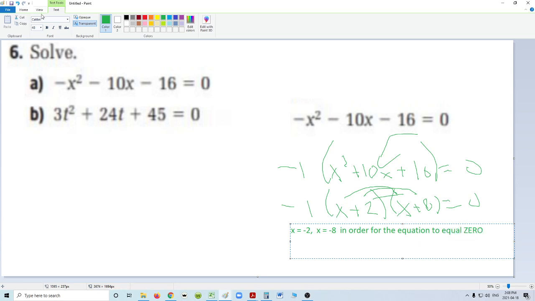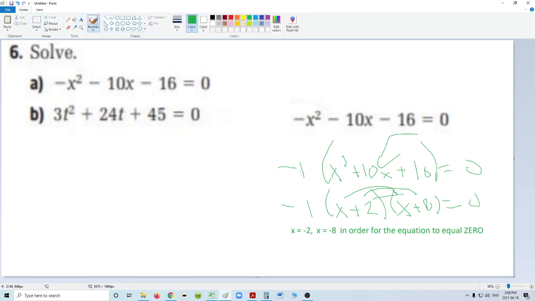So notice that the x's have to be the opposite in order for this to be true. Because it makes sense, the only way this can become 0 is if this is the opposite of that. All right, so that's a pretty easy one.